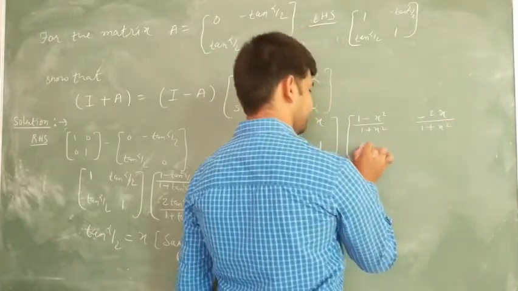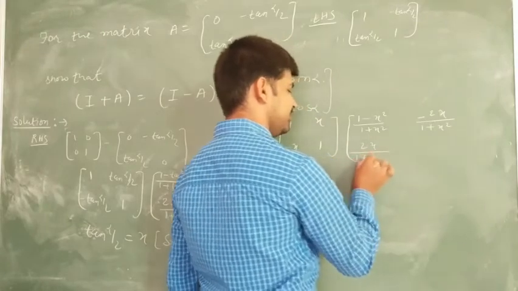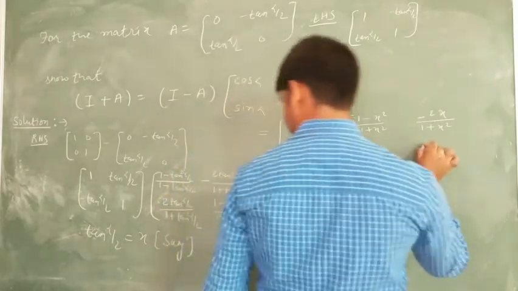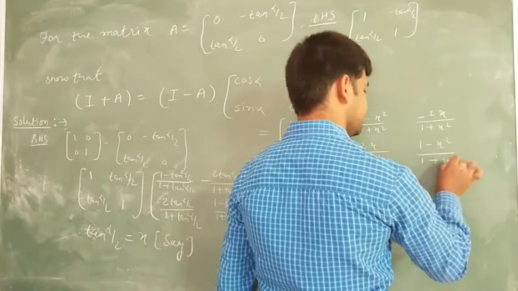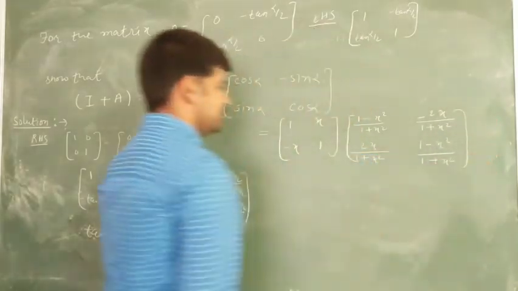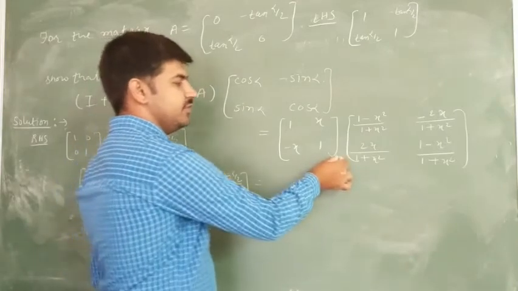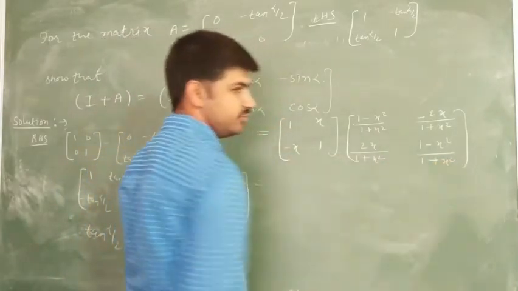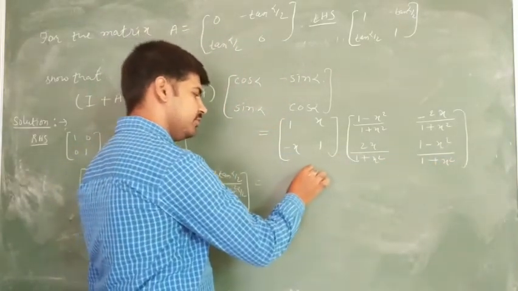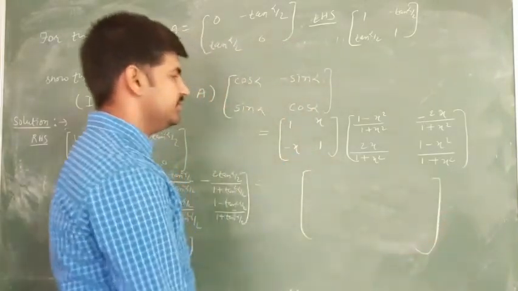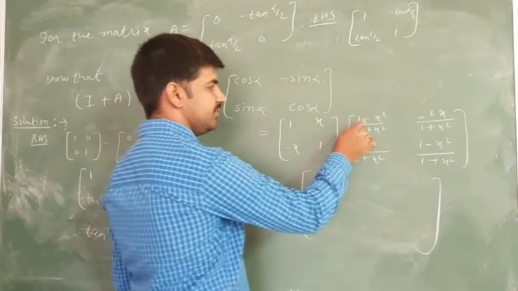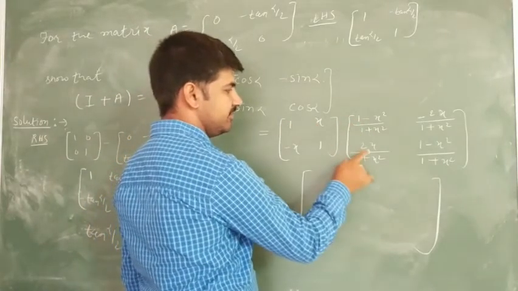Here we have 2x over 1 plus x squared, and here we have 1 minus x squared over 1 plus x squared. So now this is a matrix of order 2 by 2. This is also a matrix of order 2 by 2. The product will be a matrix of order 2 by 2. So writing a matrix of order 2 by 2 here. So first of all, this multiplied by this one plus this multiplied by this one.